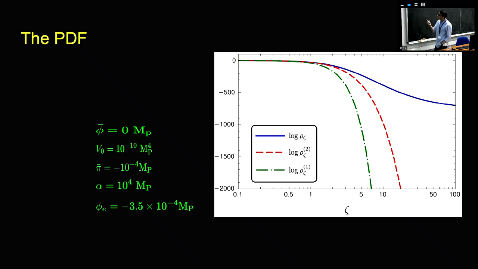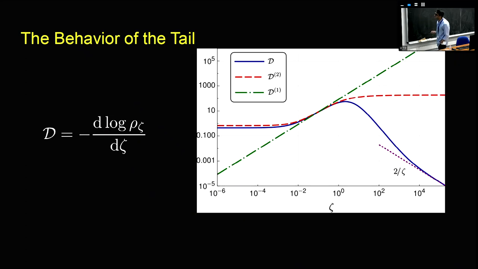The green plot is the Gaussian PDF derived from a linear approximation. The red one is exponential, derived from a second order approximation. And the blue one is a fully nonlinear PDF calculated with these parameters. You see how the nonlinearity changes the behavior of the tail.